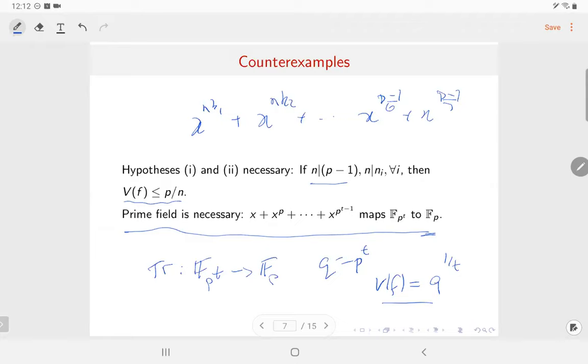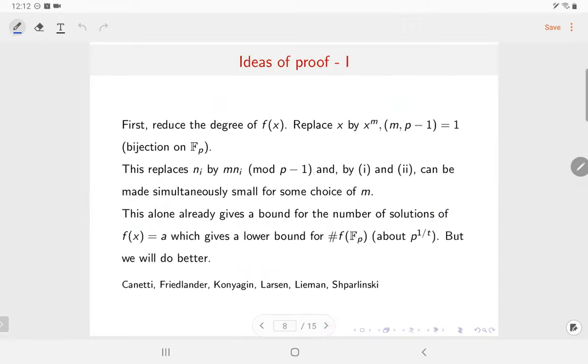And I also want to point out that there's a lot of scope for improvement. So I'm also hoping that somebody is going to look at these problems and say, hey, maybe I could improve this bound or that bound and get something a little better. Okay, so let's see how the proof goes.